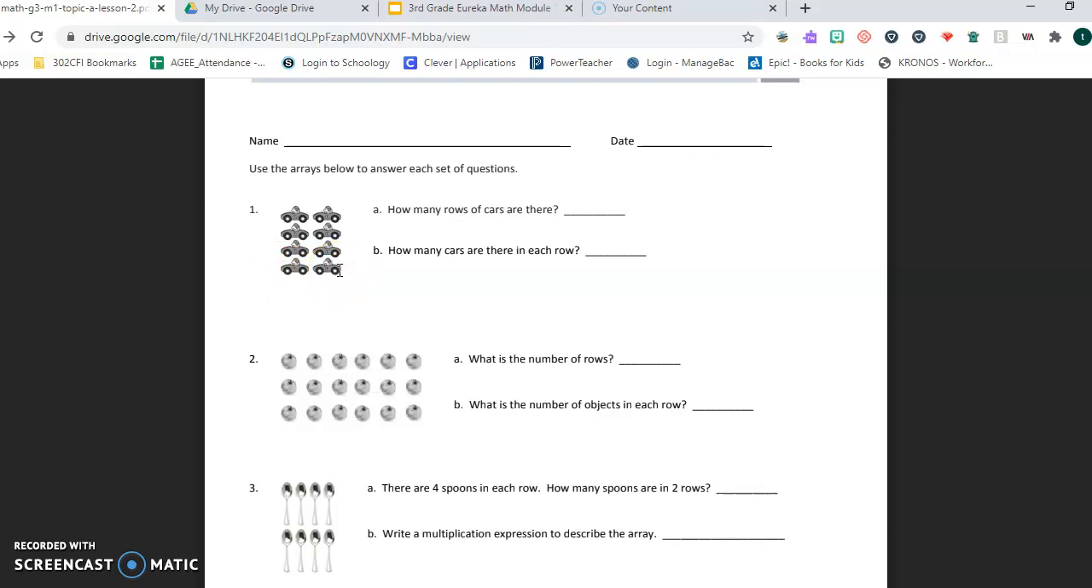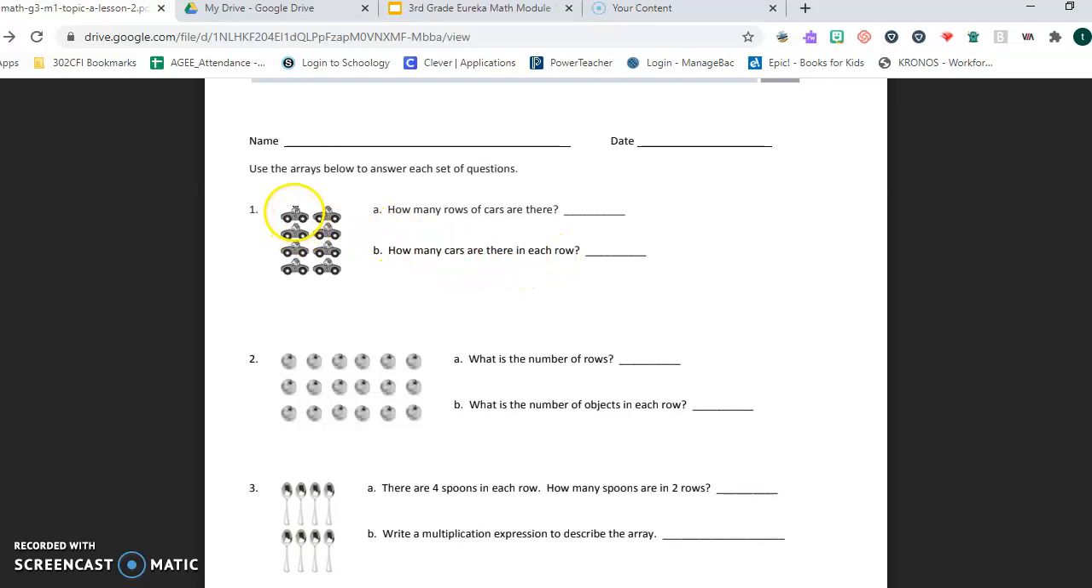There are 4 rows of cars. And then in item B, how many cars are there in each row? Okay, so it's not asking you about columns at all. It's only asking you about rows. How many cars are there in each row?